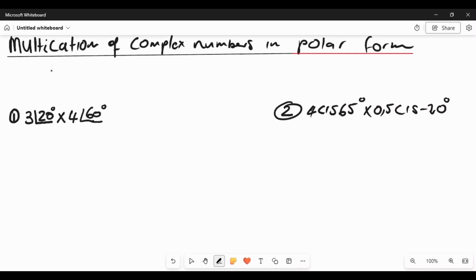Today on this video we'll be doing the multiplication of complex numbers in polar form. Now I have these two problems here. If you think you can solve these problems, how about you pause the video, try to solve them, and let's see if your answer is going to be the same as the one that I'm going to get at the end of this video.